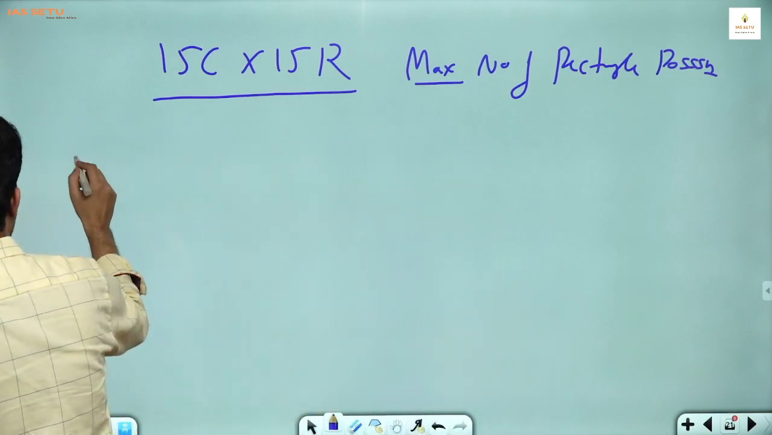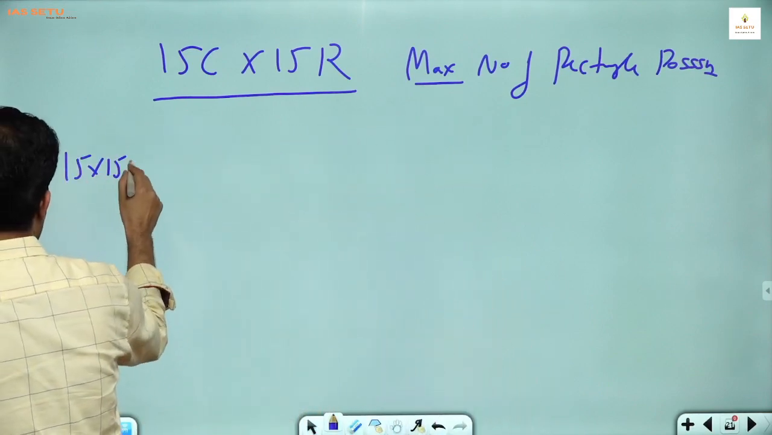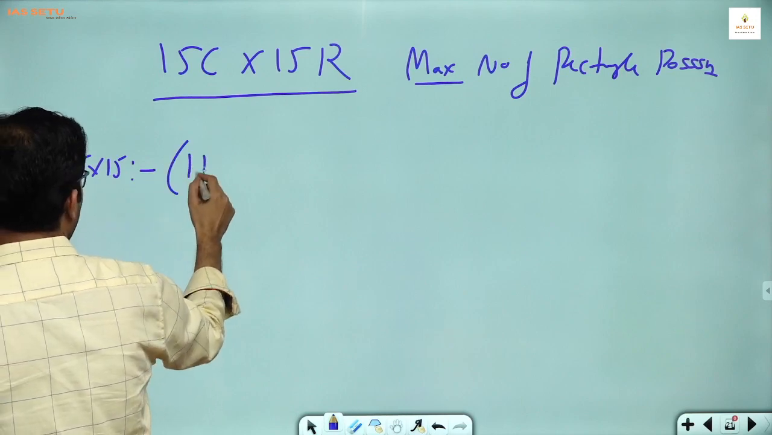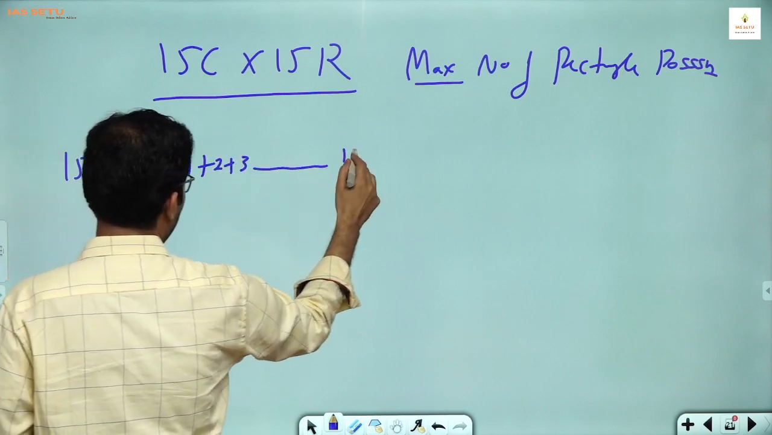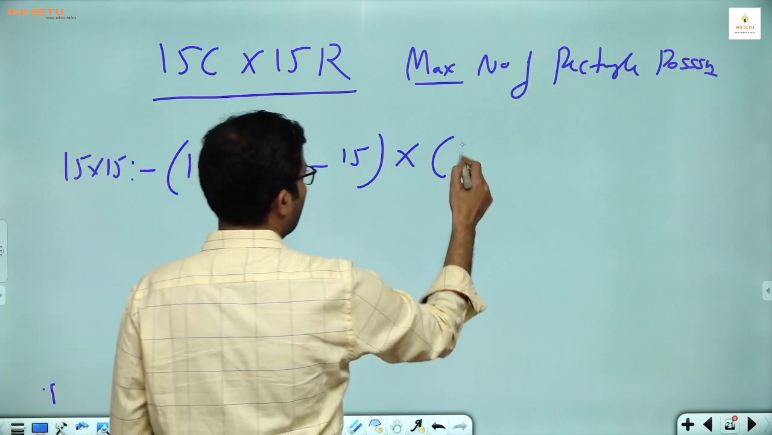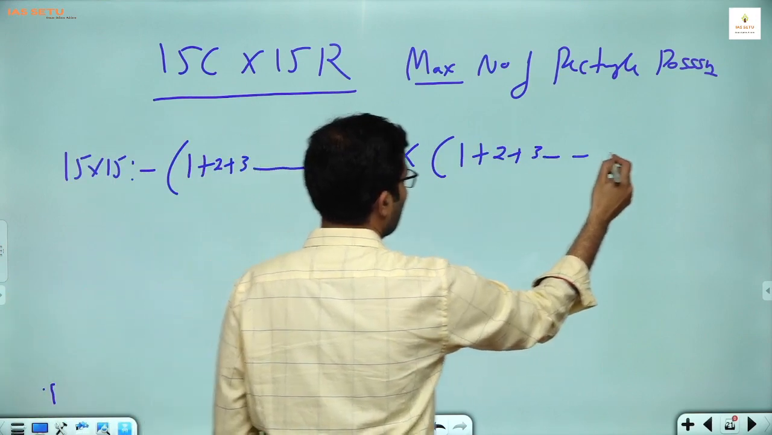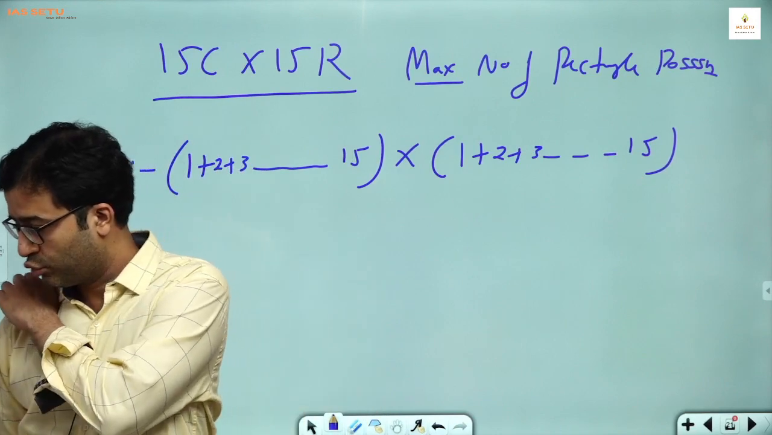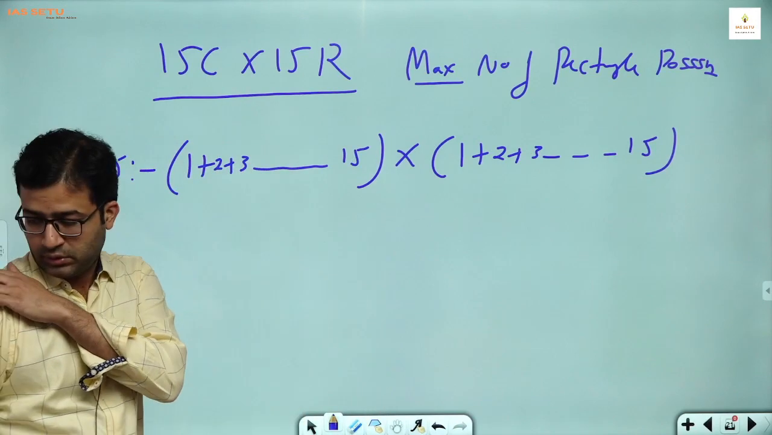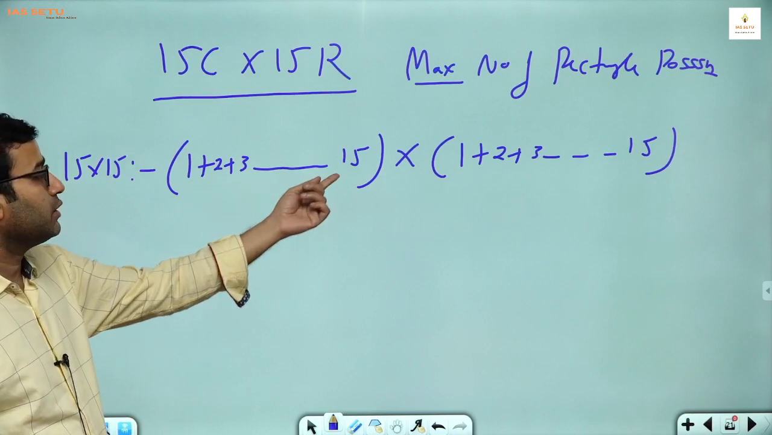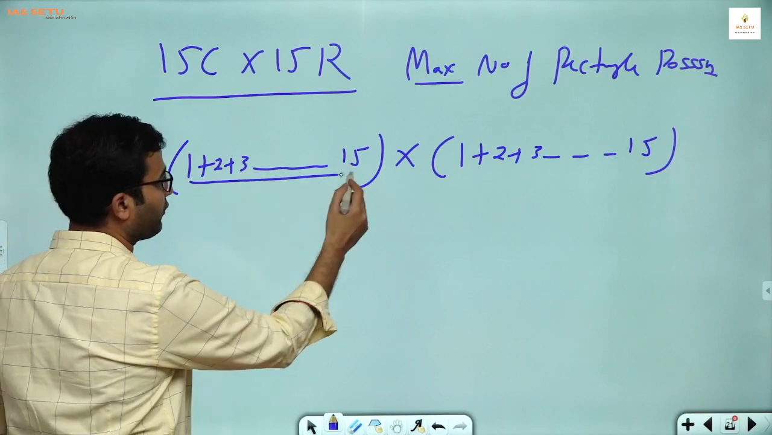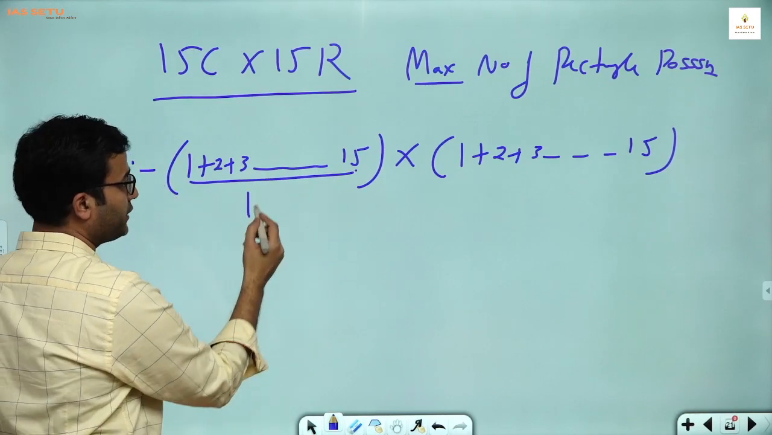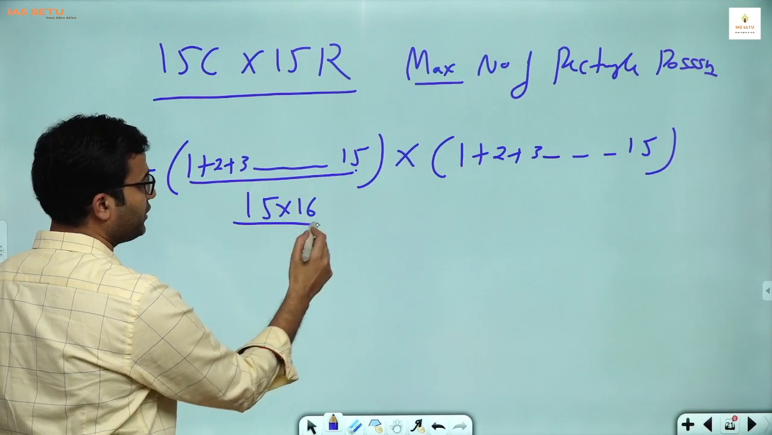This is a 15 by 15 figure. So according to our rule, 1 plus 2 plus 3 up to 15 into second bracket start 1 plus 2 plus 3 up to 15. 225 is very wrong. वो तो बहुत ही wrong है. So here this is the sum of the first 15 natural numbers. It is 15 into 16 divided by 2.